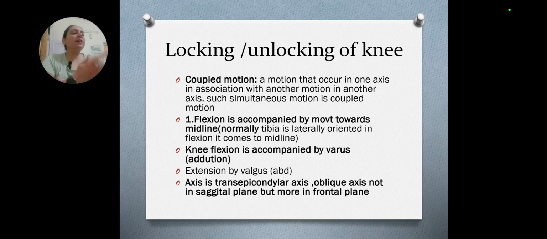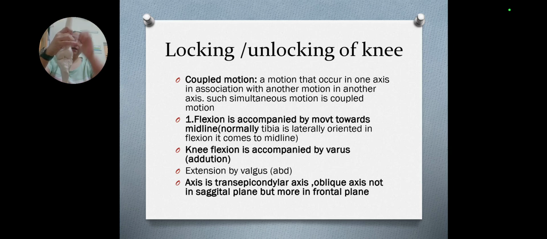Whenever there is a flexion, I'll give you an example. Whenever the tibia bends, when you bend your knee, you see the tibia is coming to the midline. Can you see it has already gone into the midline? When I bring it to extension, can you see? Okay, it is a little bit, again, the deviation is there.